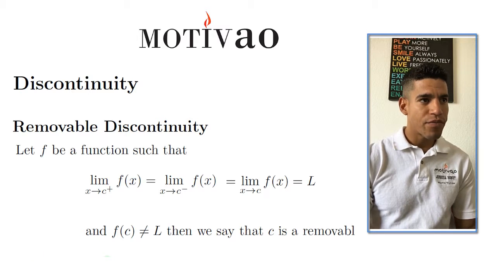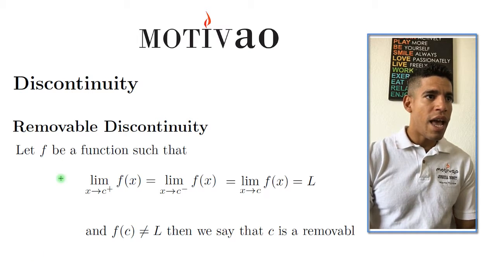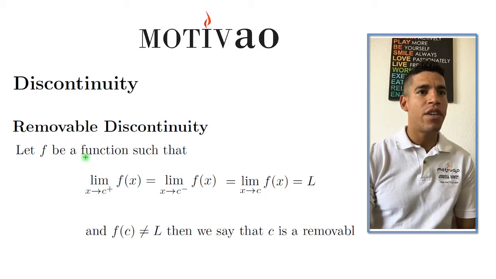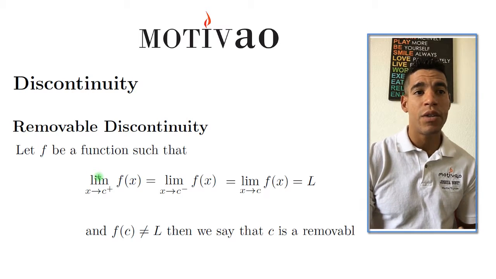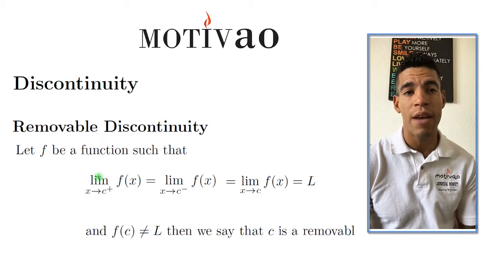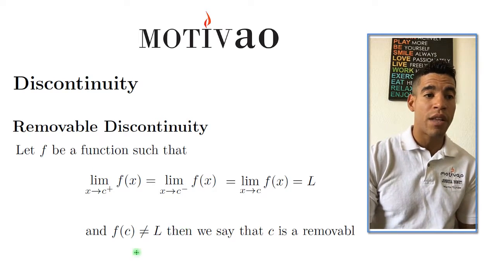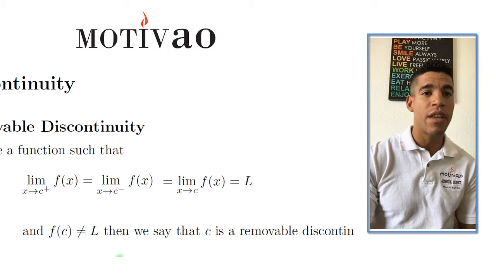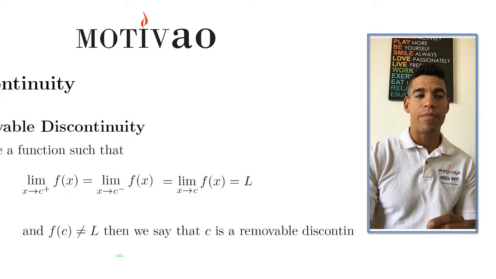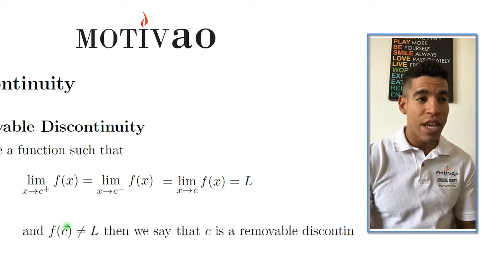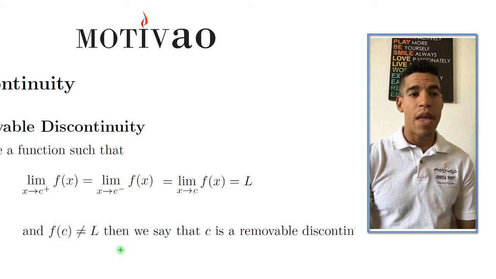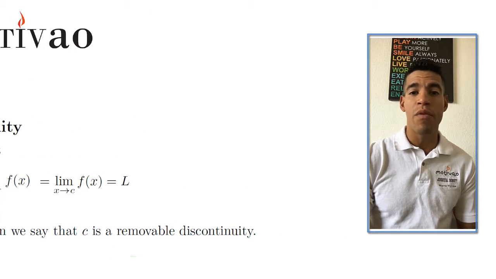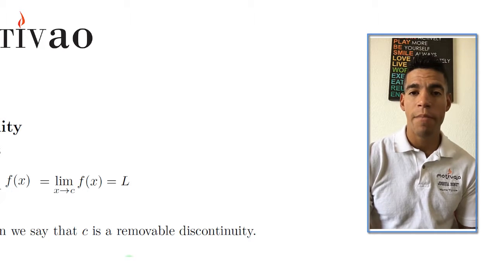It says, let f be a function such that the limit when x approaches c from the right is equal to the limit when x approaches c from the left, which is equal to the limit when x approaches c of f of x, which is equal to L. And f of c, this is the important part, is not equal to L. Then we say that c is a removable discontinuity, okay?